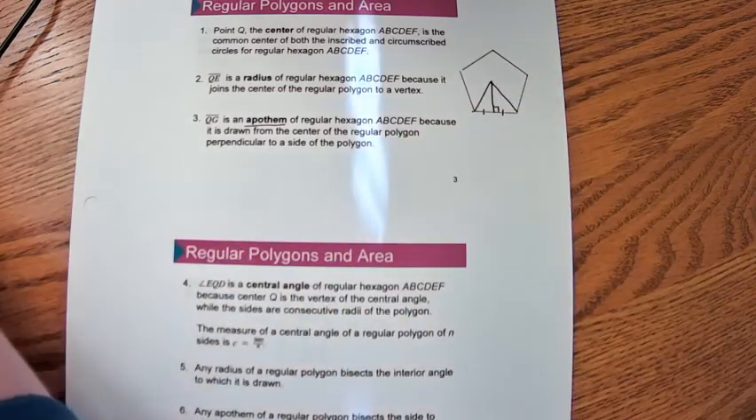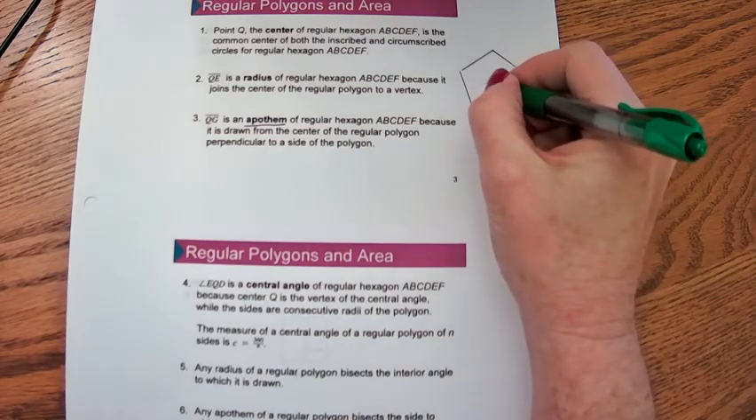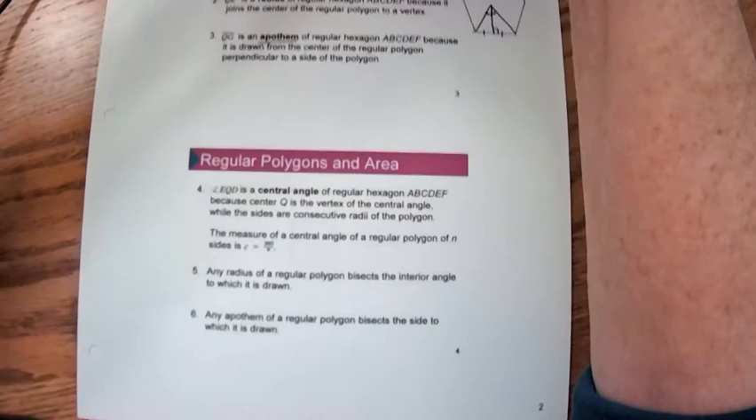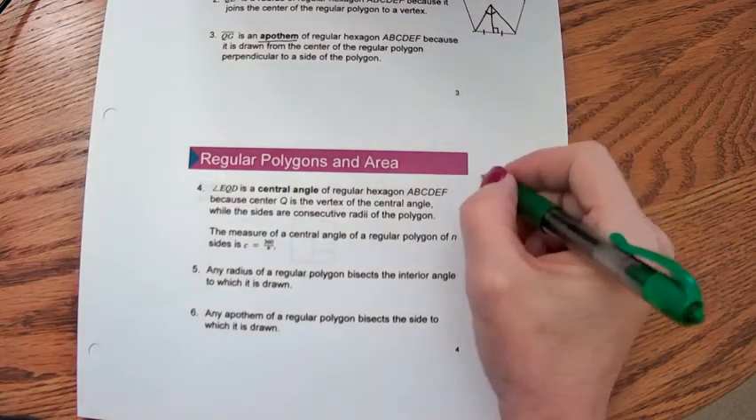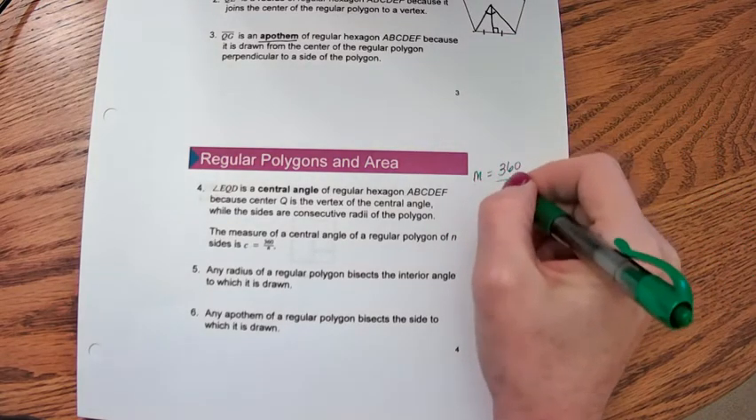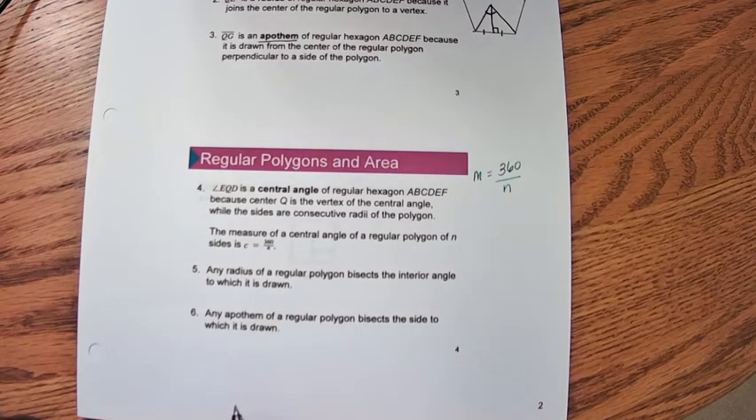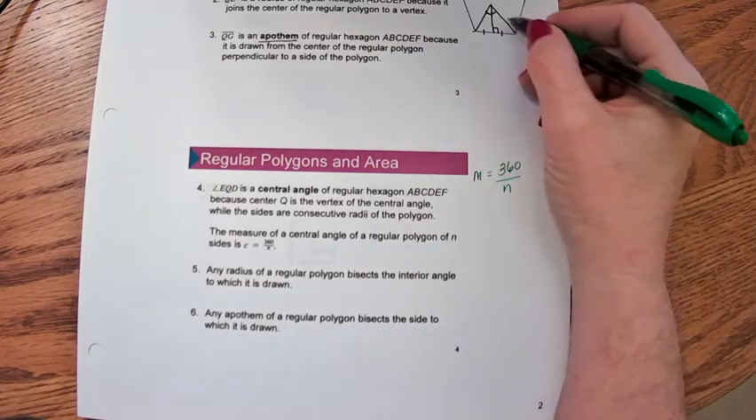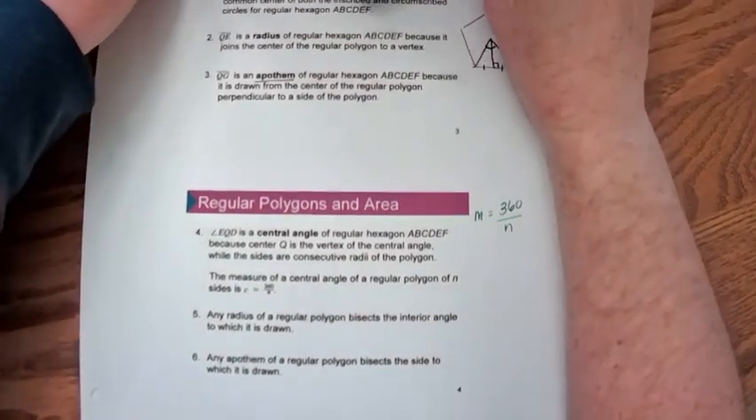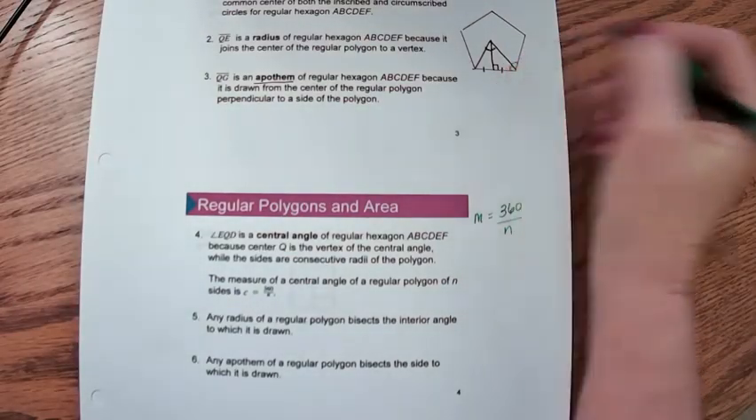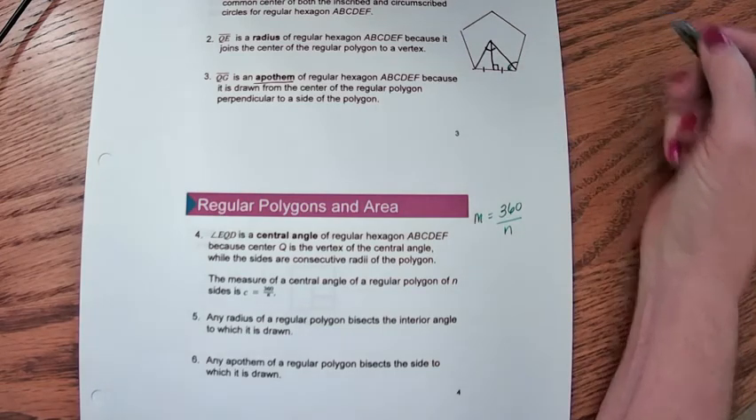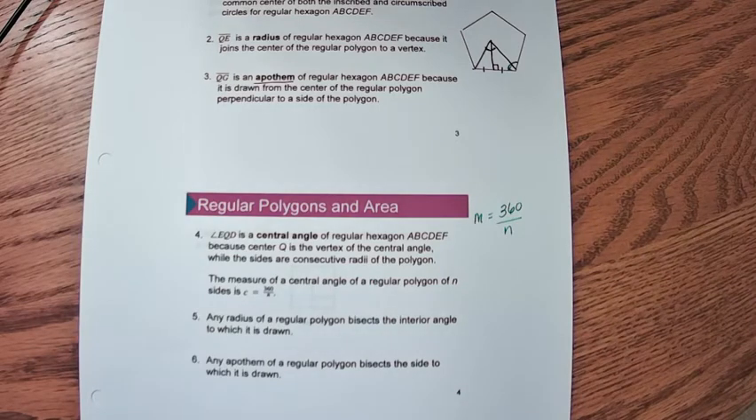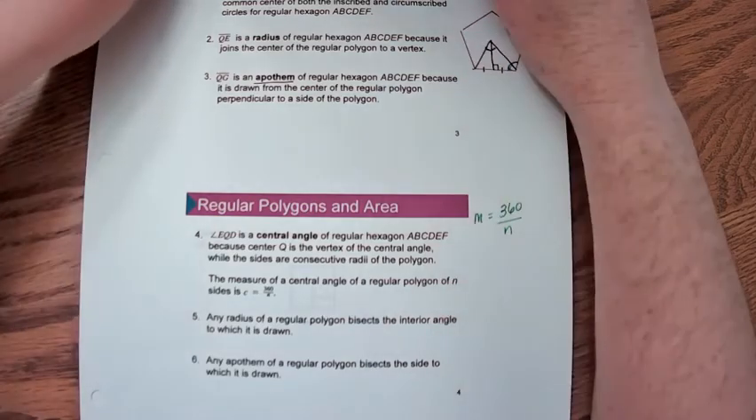Going back up to this diagram, the central angle is the angle created by two radii. The measure of the central angle is always going to be 360 divided by the number of sides. Another interesting thing about a regular polygon is that the radii bisect the internal angles. So this radius will bisect this angle. And I've already said it, but the apothem bisects the side, so it's a perpendicular bisector to any side.